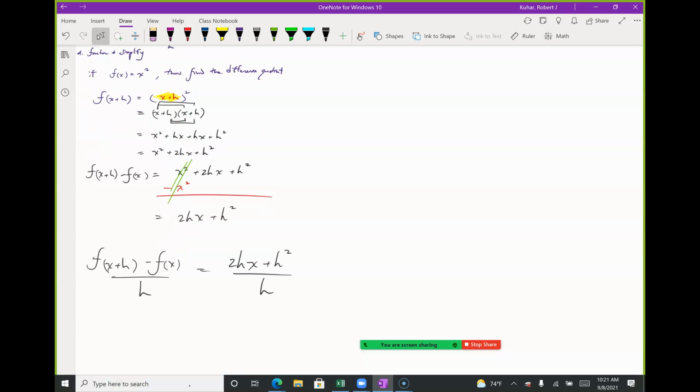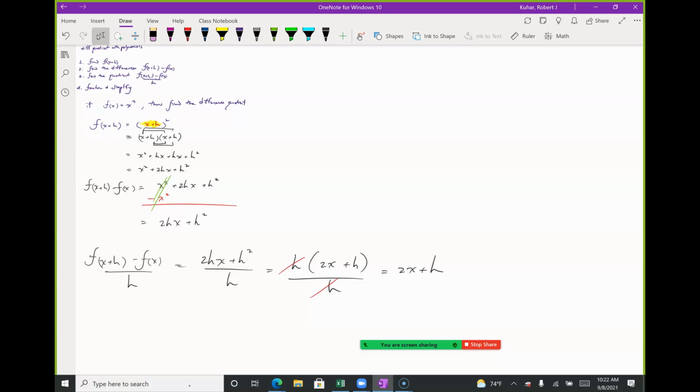And then I want to factor and simplify. And I get my difference quotient of 2x plus h. I like to call it the dq. This will give me my slope of a secant line at any value of x and any value of h. The difference quotient gives me a slope of a secant line at any value of x and any value of h.